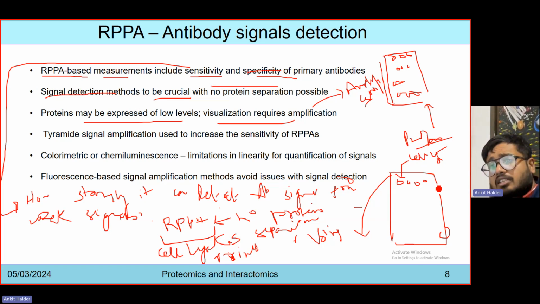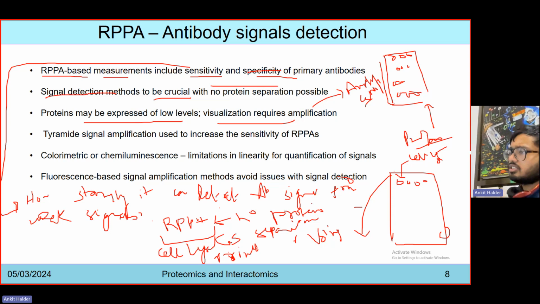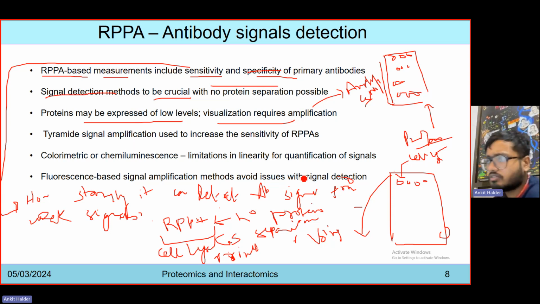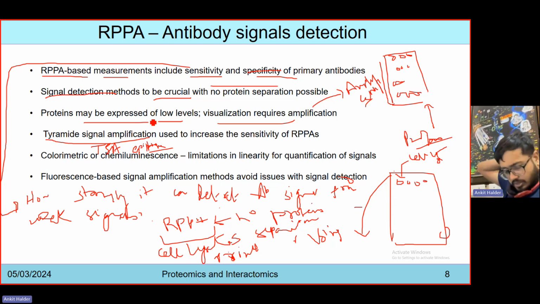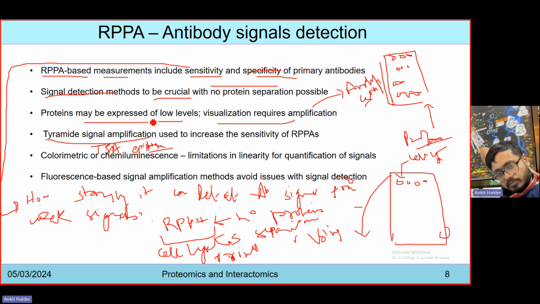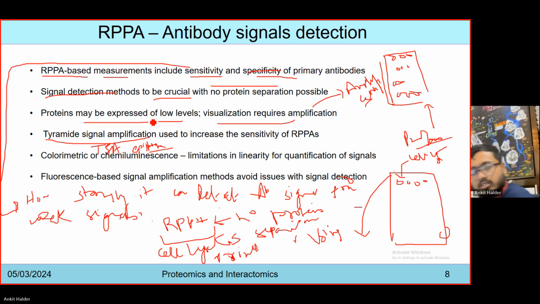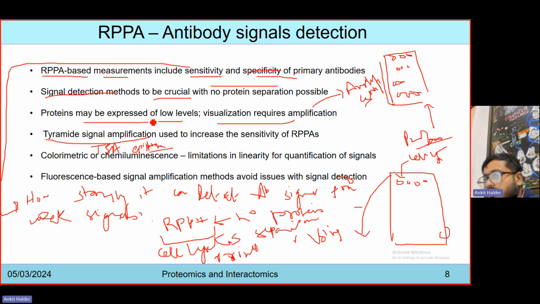So tyramide signal amplification, or TSA, is used to increase the sensitivity of these reverse phase arrays. It is kind of an epitope that gets attached to the place where the interaction happens and tries to amplify the signal. So this is known as a dynamic signal amplification.